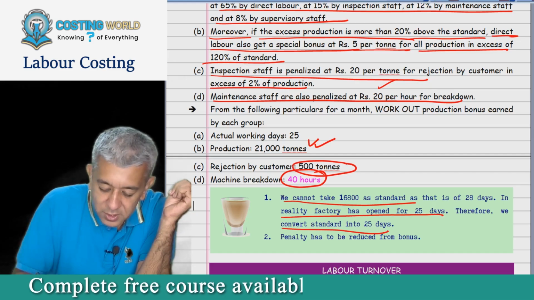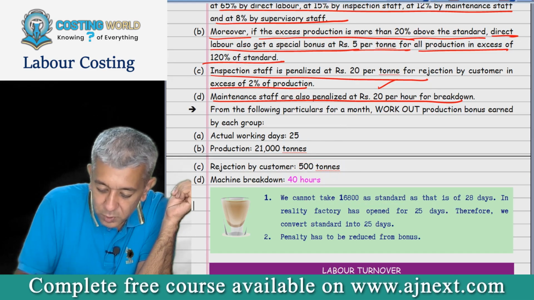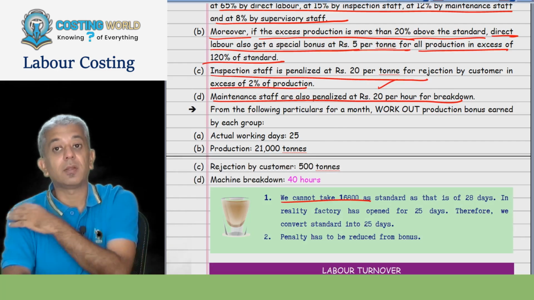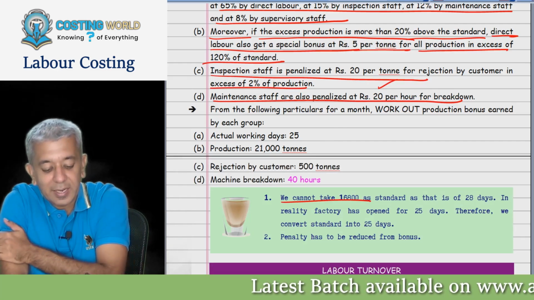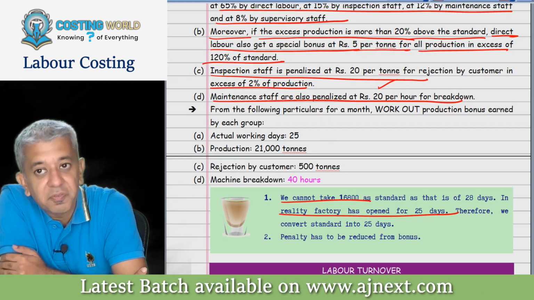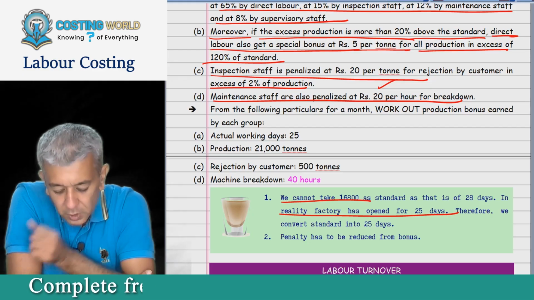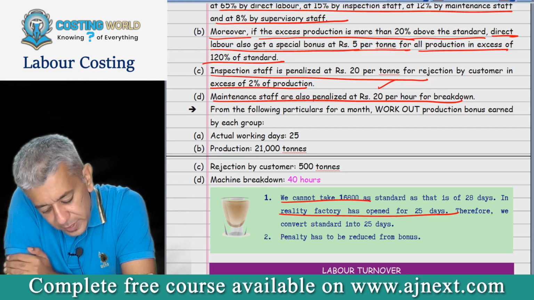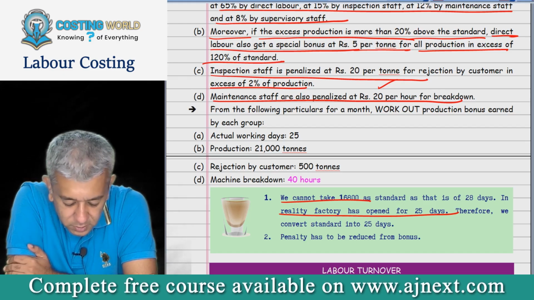I'm reading the short notes just once more. I think my voice was not audible. We cannot take 16,800 as standard, as that is of 28 days. In reality, the factory has opened for 25 days. Therefore, we convert standard into 25 days. Penalty has to be reduced from bonus.